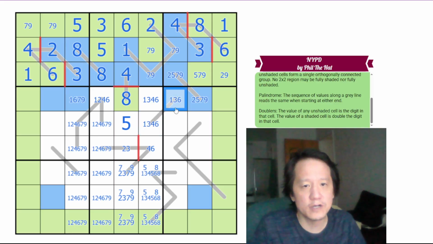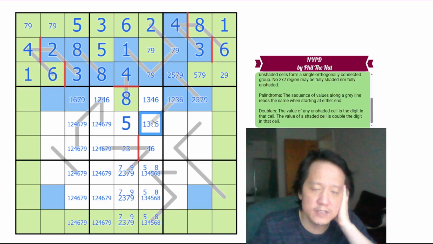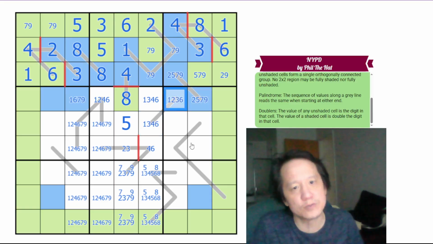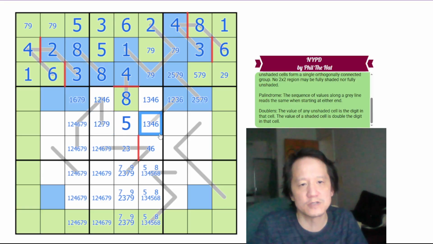If it's 1, it could be with 2. If it's 1 or 1. 3 could be with 3 or 6. 4 could be with 2 or 8. Can't be 8 because of the 8 in the row. And 6 could be with 3 or 6. So this is 1, 2, 3, or 6 here. 5 cannot be consecutive with 4 or 6, so this can't be 4 or 6. This can't be 4 or 6.